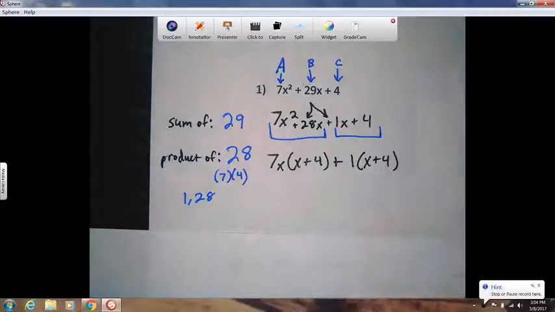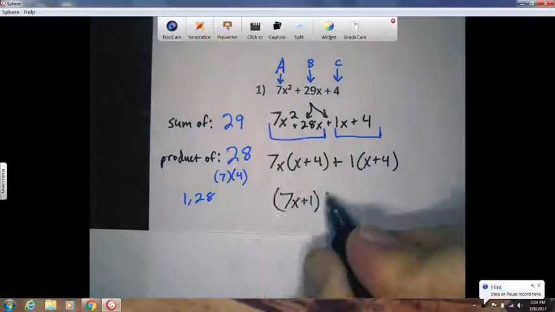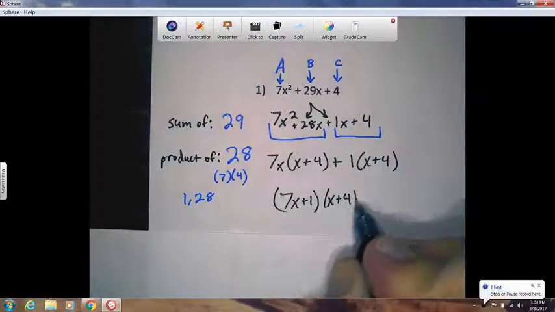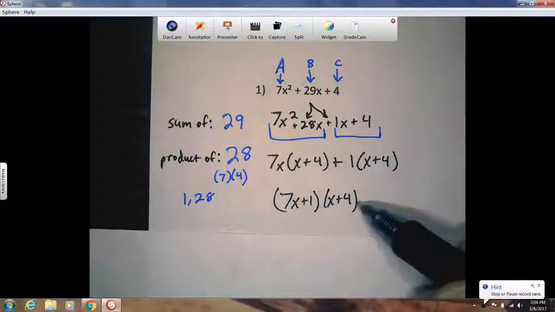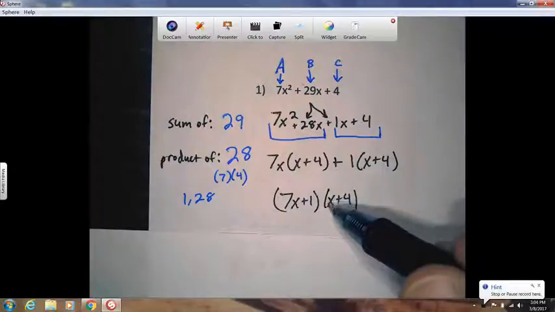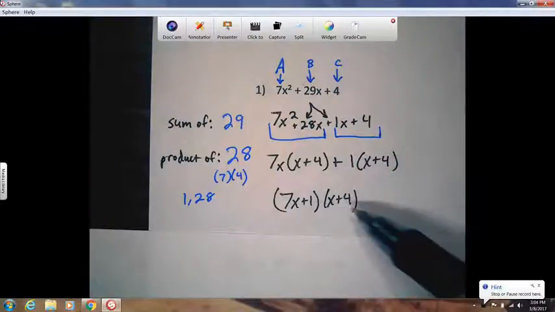Remember to write your answer: 7x plus 1, x plus 4. Do not leave your answer like this. It should be written as two factors. There should not be a sum in there. It should be both in parentheses. Okay, let's look at number 2.